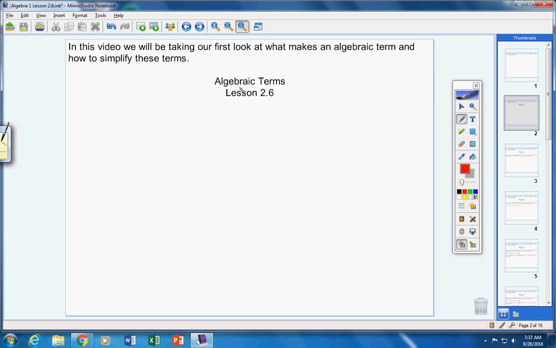Your heading for today is Algebraic Terms, Lesson 2.6, and be sure to include today's date. So please write all of that down.